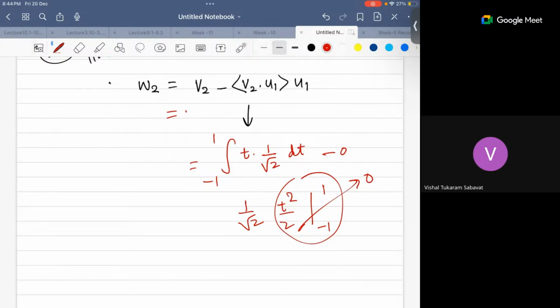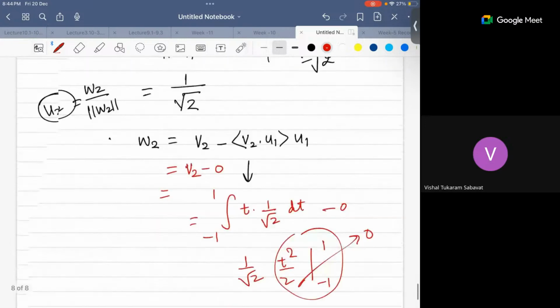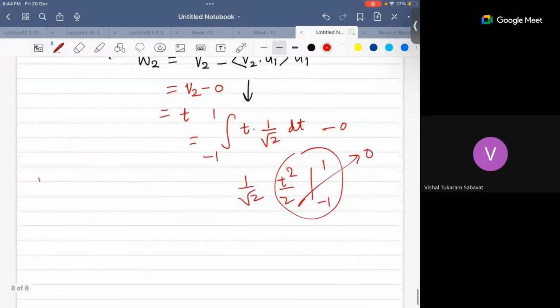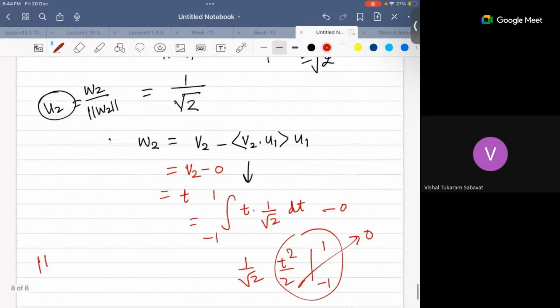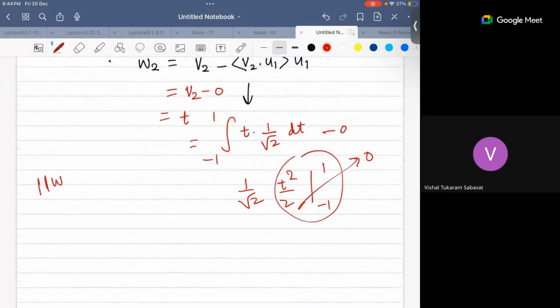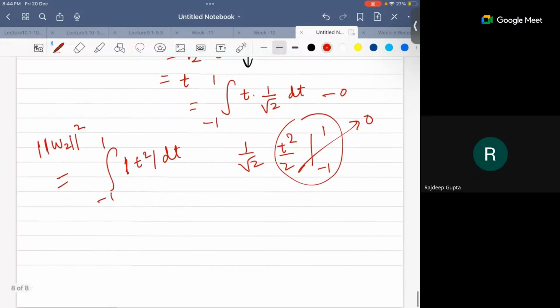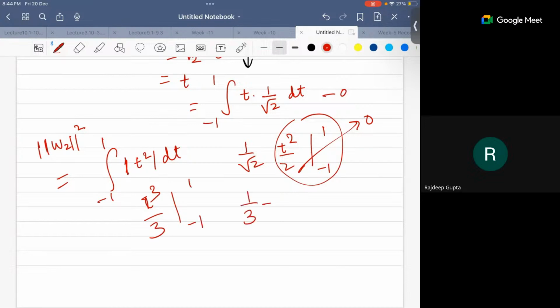So this will become v2 minus 0. v2 is t, so this will be t. Now how will you calculate the norm of w2? Because to get u2, you have to calculate the norm of w2 also. Can somebody tell me? This will be the integration from -1 to 1 of T square dt. Correct. So this will be t cube upon 3. Whatever value I get, it is 1 upon 3 minus minus 1 upon 3.